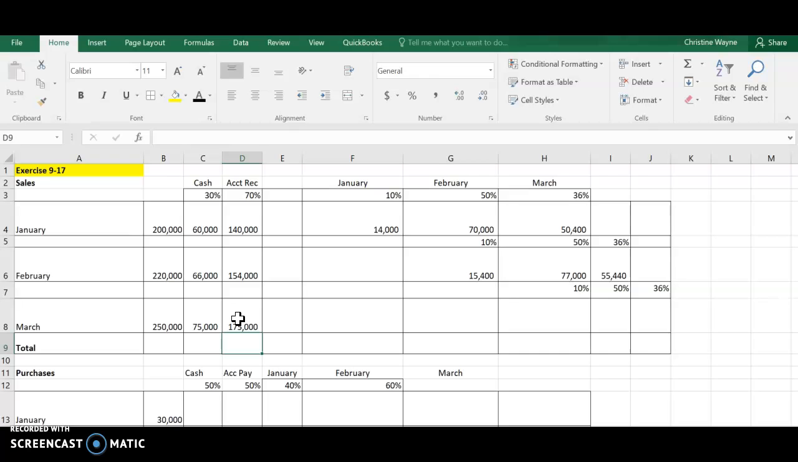My March sales, the first month I collect is in March. So that would be 10% during that month. So I take my accounts receivable and multiply it by 10%. In April, I'll take that same accounts receivable and multiply it by 50%. And in May, then, I'm going to take that same accounts receivable and multiply that by 36%.